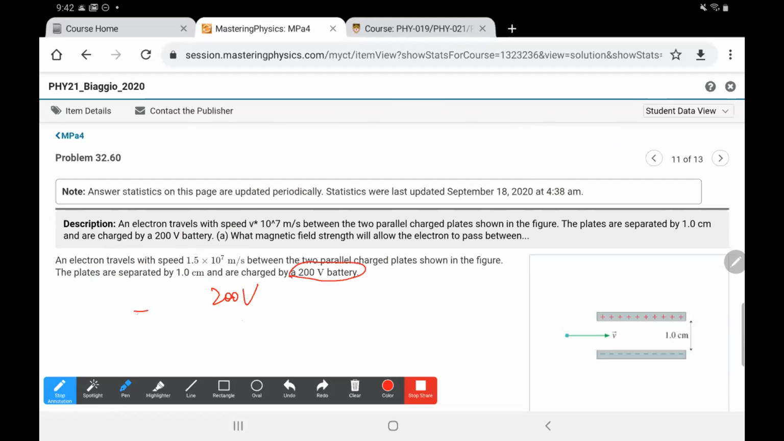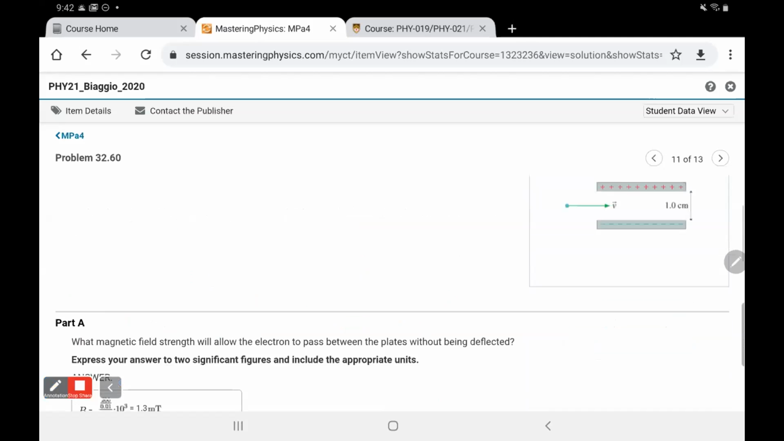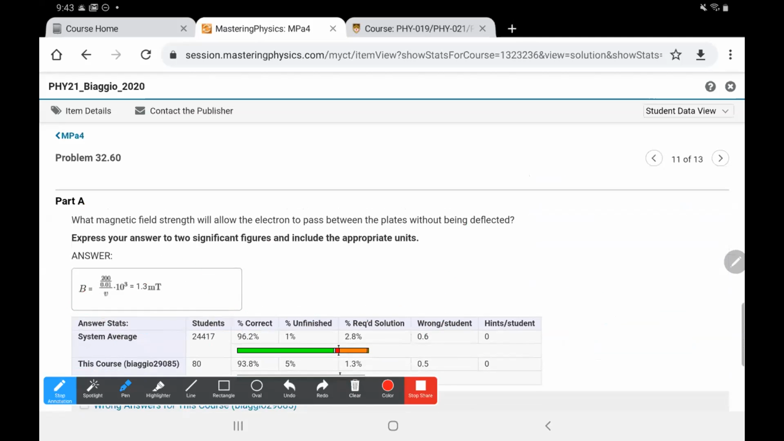And we also know that for a uniform electric field, the magnitude is equal to the voltage over the distance. The distance in between is the spacing, 1 centimeter. Okay, so we have 20,000 volts per meter. This is the magnitude of the electric field. Okay, so if you don't remember the equation, the electric field equals the change of the potential over the distance. Then we have the electric field over the speed. Then we get the magnetic field.